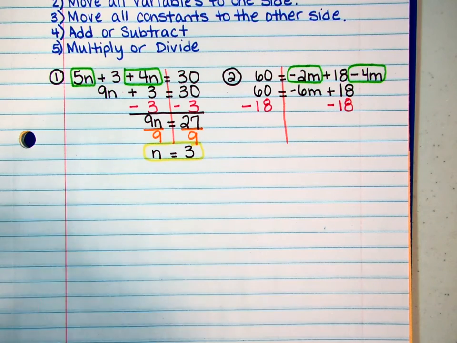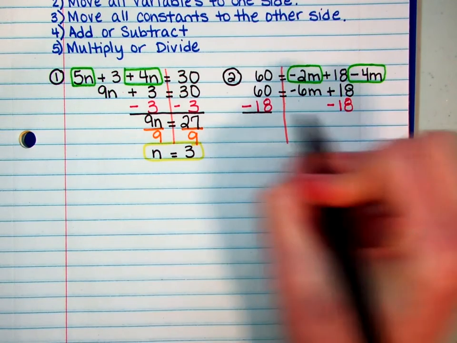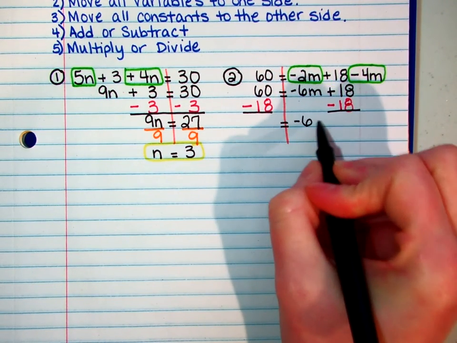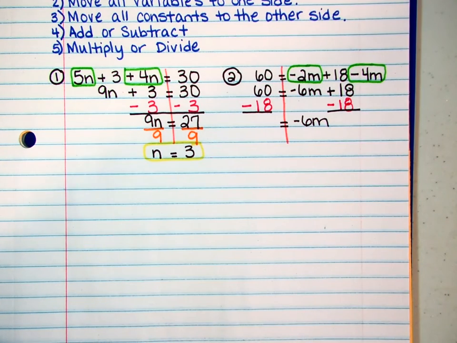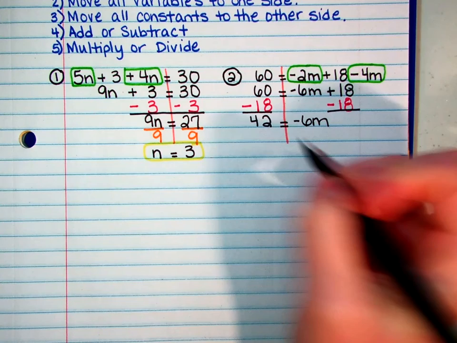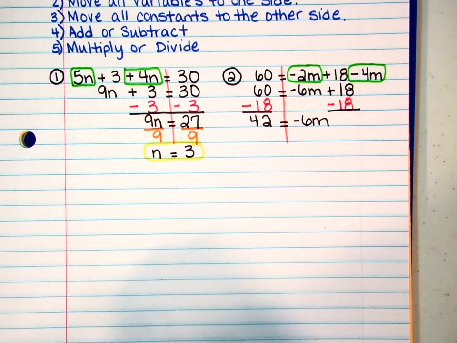So when we subtract 18 from both sides, on the right hand side we're left with negative 6m. So things are looking better over there. On the left, 60 minus 18 leaves you with 42. Feel free to pause this and finish it yourself and see how you do.